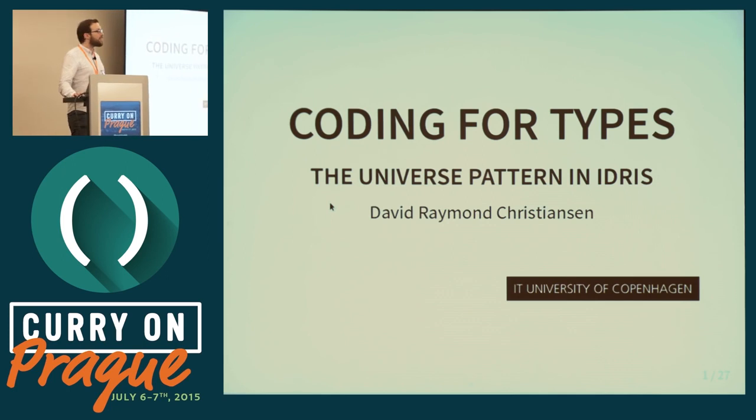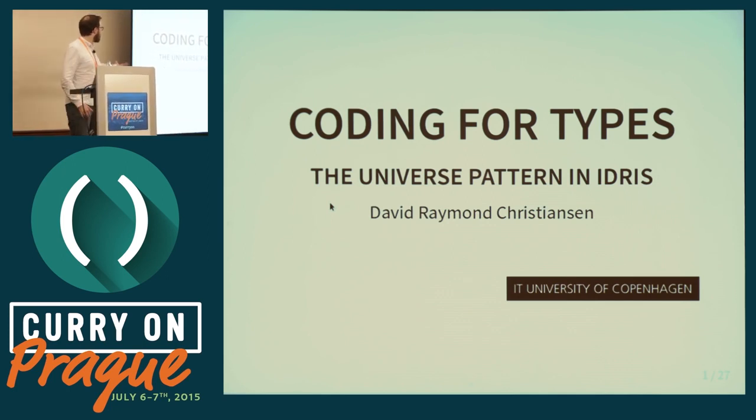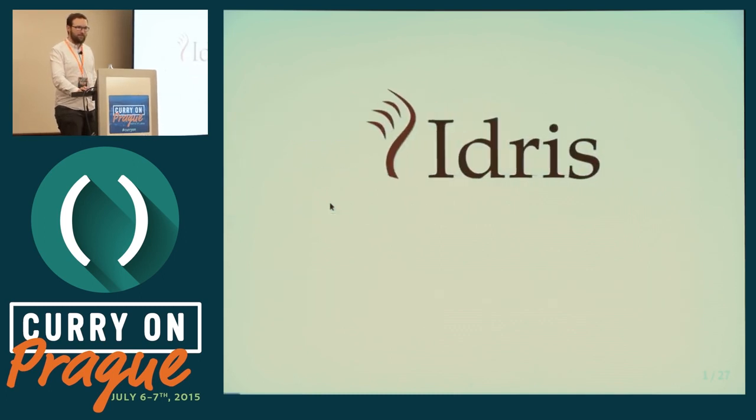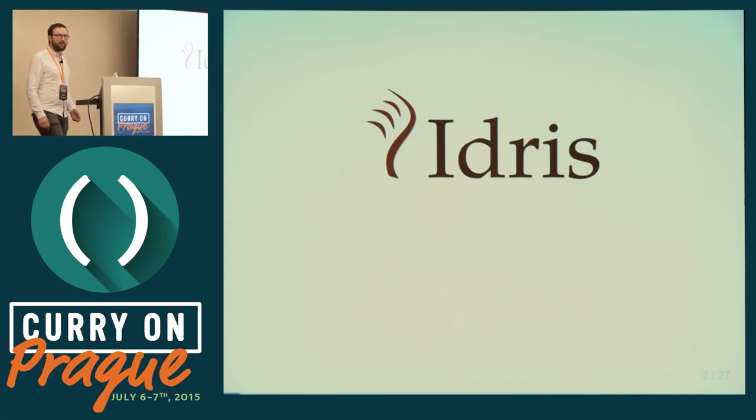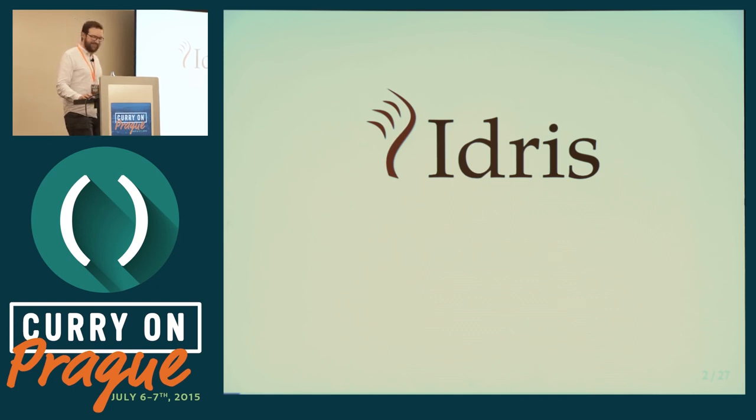So the topic today is a particular design pattern we get in dependently typed programming called the universe. Before we get to the specifics of how that works, I want to get to a little bit of background. All of the examples are in a language called Idris. We could just as well have done them in another language, but I like Idris.